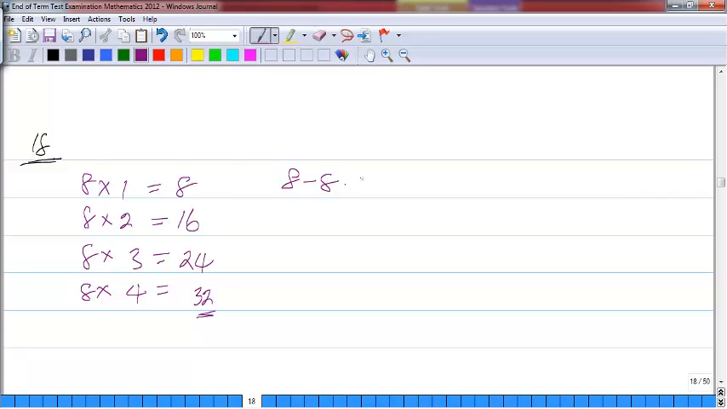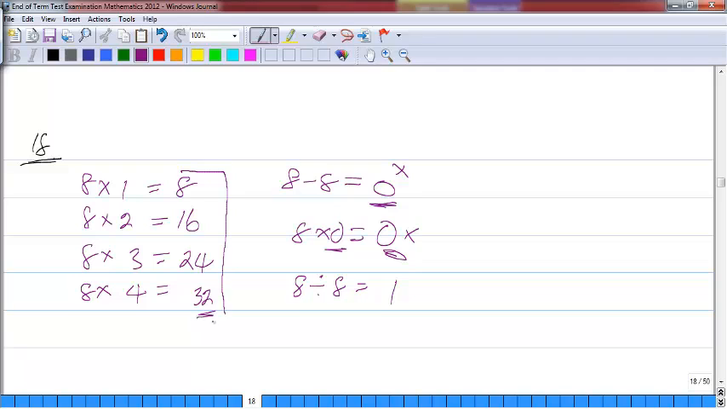8 minus 8 would be 0. Is 0 a multiple of 8? No. Next we have 8 times 0. Any number multiplied by 0 is going to be equal to 0. So is 0 a multiple of 8? Again, no. Next we have 8 divided by 8. 8 divided by 8 would give me 1. Is 1 a multiple of 8?